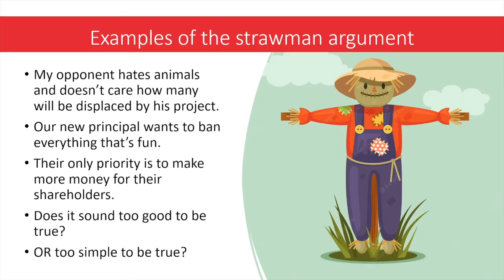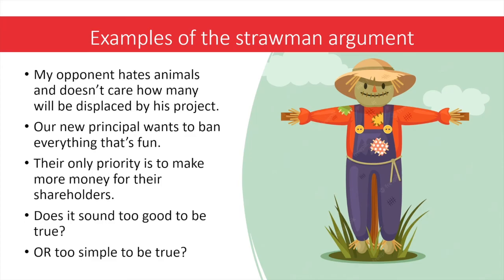Examples of the straw man argument. My opponent hates animals and doesn't care how many will be displaced by this project. Over here, this is oversimplifying an argument. It is also undermining or focusing on the one fact that an opponent hates animals. Our principal wants to ban everything that's fun. This is definitely oversimplifying a very common trait that happens in schools. I think this is something that many children think, but it's not as simple as it seems.